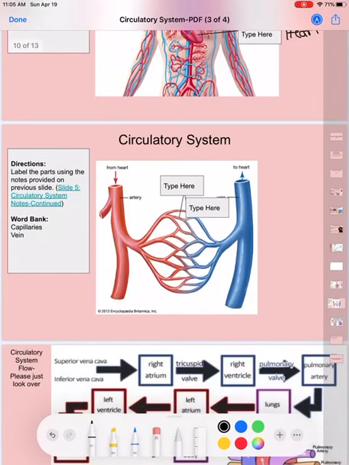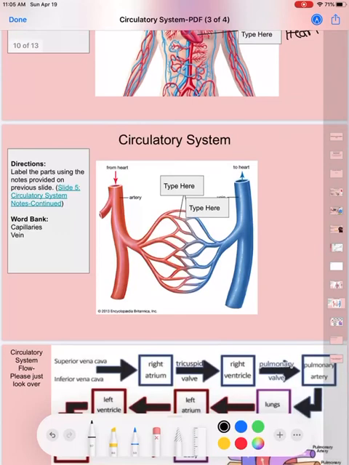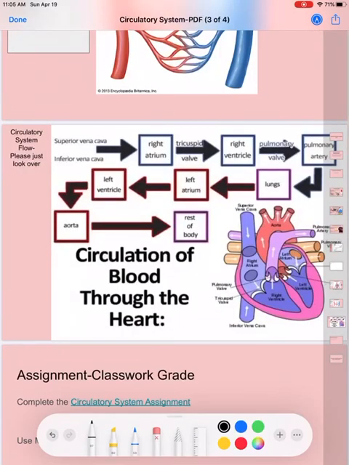Next, you're going to be using the picture provided on slide 5, right here where I doodled all over it, to fill in these two. Next, I would just like you to look over the flow of how the circulatory system works. It goes into the right atrium, to the right ventricle, pulmonary artery, down to the lungs, left atrium, left ventricle, aorta, the rest of the body. There's a whole system of it. I just would like you to look it over.